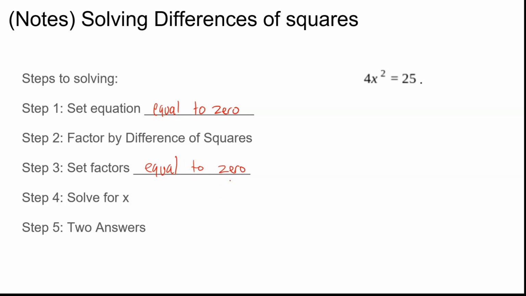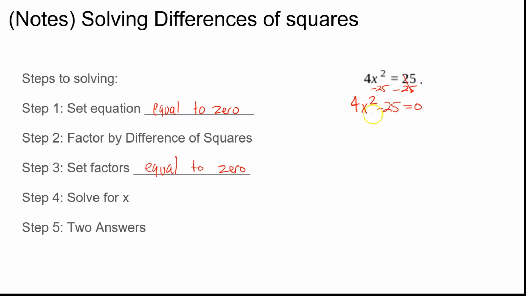And what this looks like is, with my example here, I have 4x squared equals 25. Now, to get this equal to 0, I'm going to have to move 25 to the left side of my equation. I'm going to do that by subtracting. And what I do to one side, I have to do to the other. These will cancel. This leaves me with 4x squared minus 25 is equal to 0.